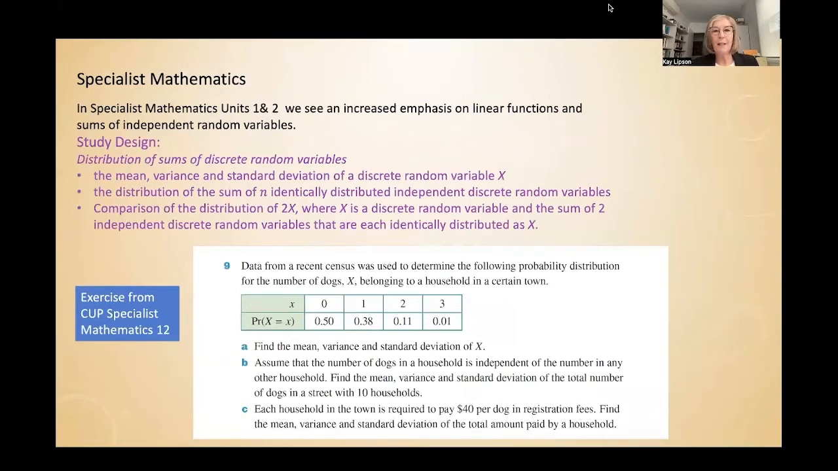In Specialist Mathematics 1 and 2, we see an increased emphasis on linear functions and sums of independent random variables. We've addressed this with a new chapter section, explicitly demonstrating the difference between x1 plus x2 and 2x, and extending these ideas a little further to the general case. And of course, including plenty of examples for practice. Here's an example from the new text, which specifically addresses the distinction.